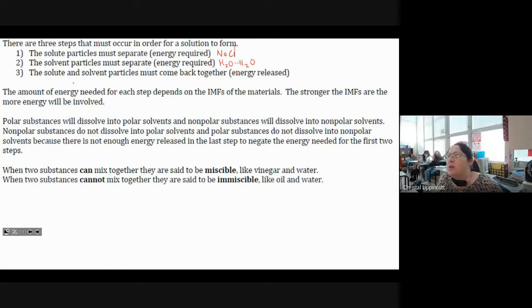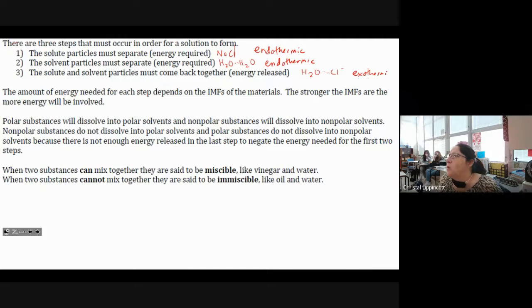And then your water and your chlorine, or your water and your sodium, have to come together and establish. That's like the magnets popping back together. It doesn't really take any energy on your part. It just happens, and that's where energy is released. So energy added, energy released. When energy is required, what do we call that? Endothermic, yep. So this is an endothermic process, this is an endothermic process, and this is an exothermic process.